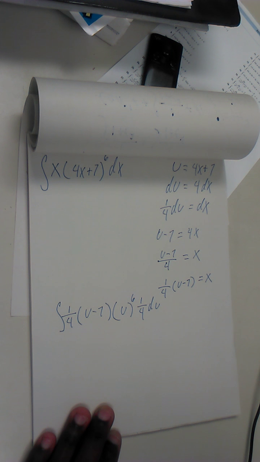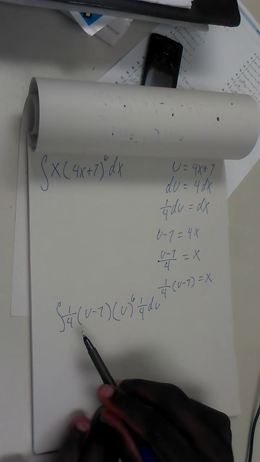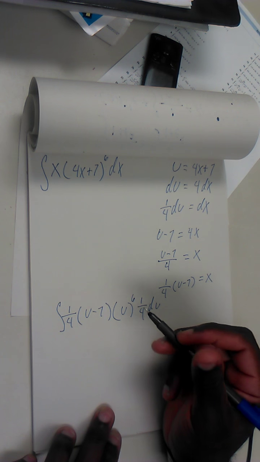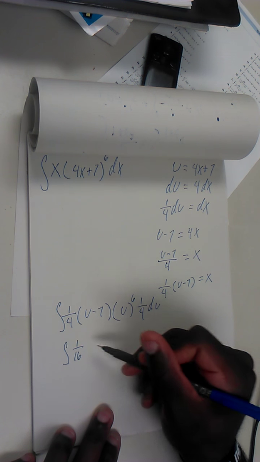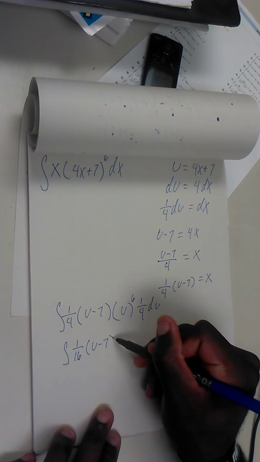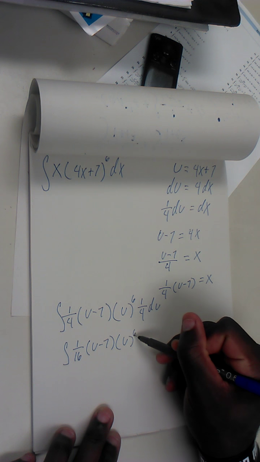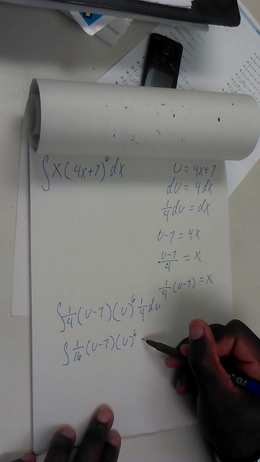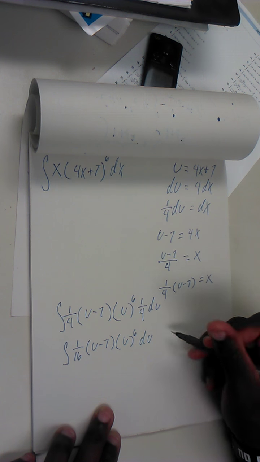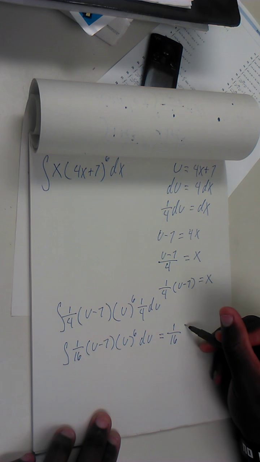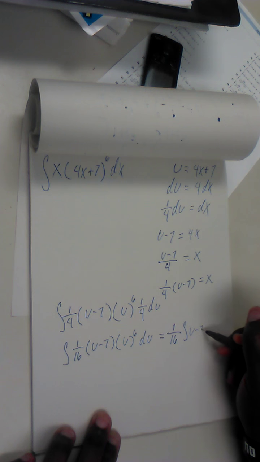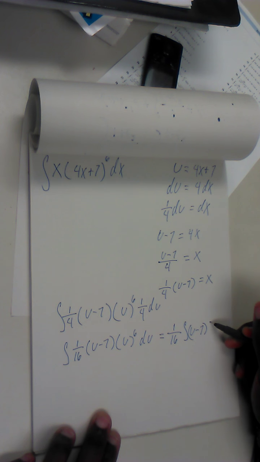Now what we're going to have to do is, let's go ahead and multiply this 1/4 times this 1/4, which will give you 1/16 (u minus 7) u to the 6th du. I'm going to bring this 1/16 outside the integral symbol. (u minus 7) and then u to the 6th du.